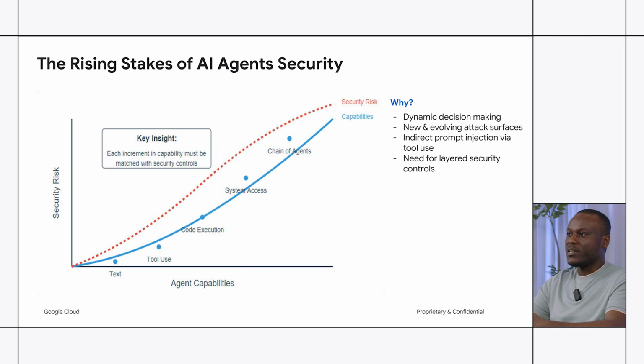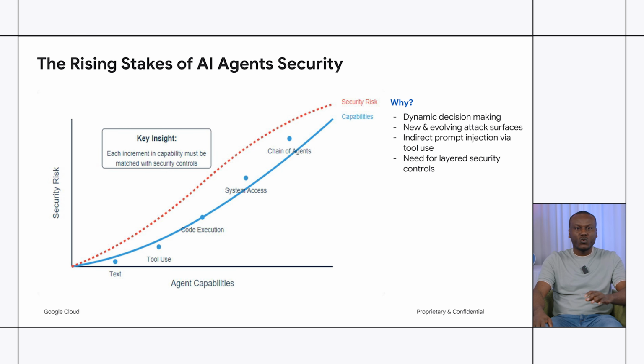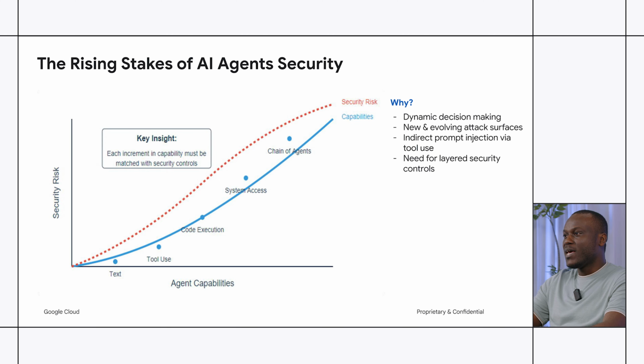An AI agent makes dynamic decisions. They adapt based on tool responses you never fully control. The attack most developers miss is indirect prompt injection via tool use. A malicious instruction embedded in a tool response can redirect your agent without the user ever knowing.